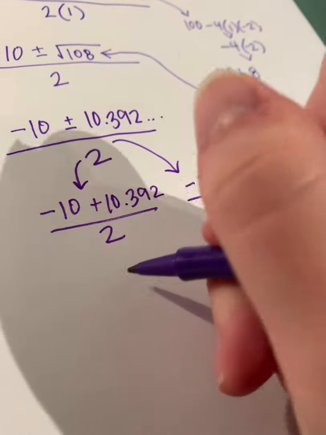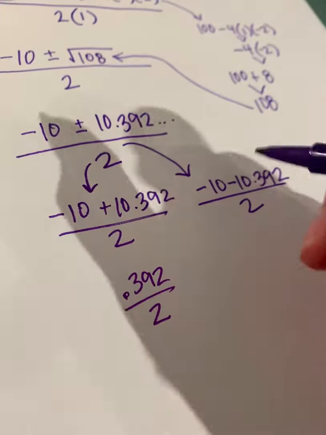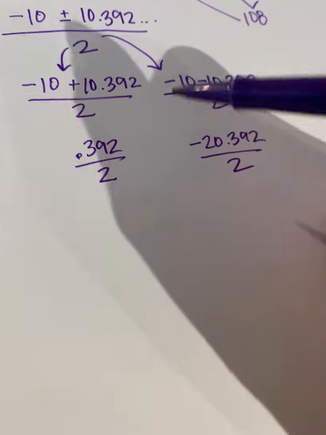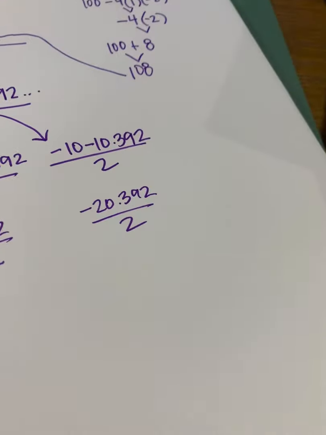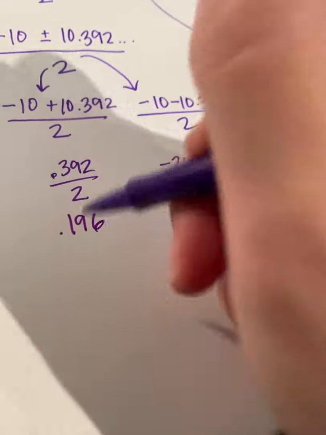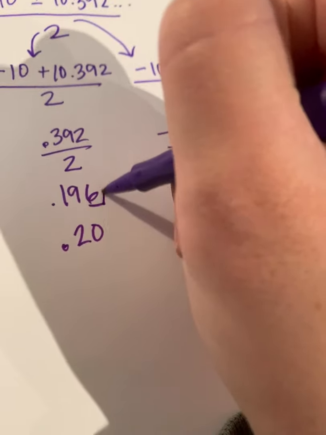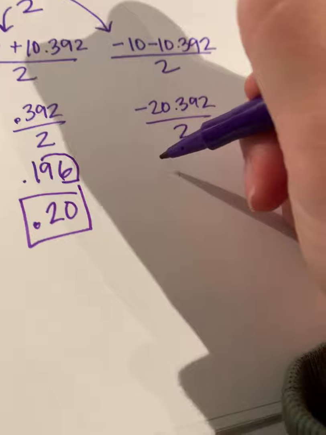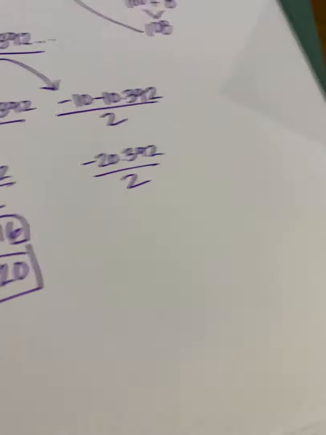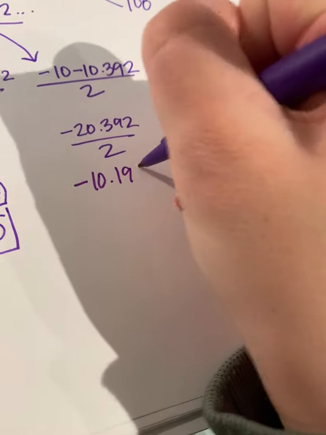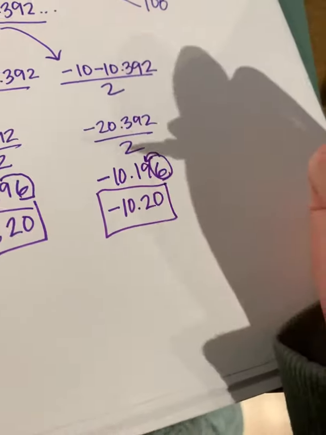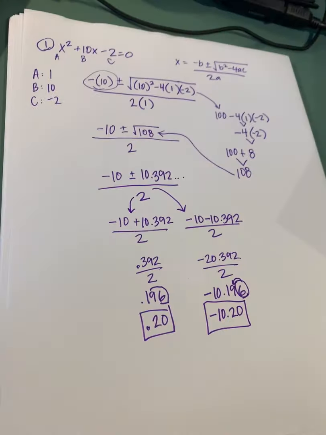So negative 10 plus this would be 0.392 divided by 2, and negative 20.392 over 2. Going back to my calculator, 0.392 divided by 2 is 0.196, which would round to 0.20 because the 6 is going to round up. And negative 20.392 divided by 2 is negative 10.196. And the 6 is going to round up, making this negative 10.20. And that is for number 1.